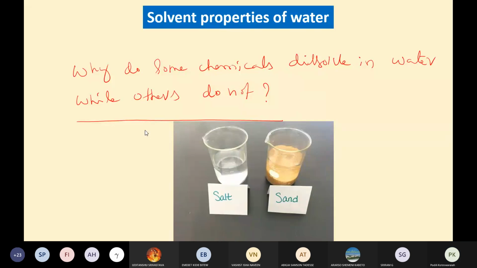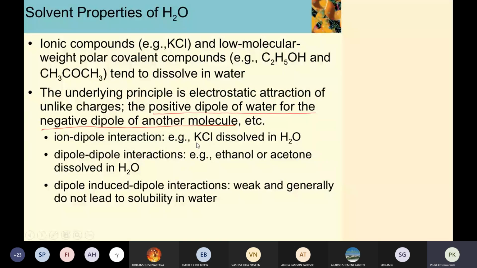And now coming to the solvent properties of water, we know that some compounds or substances dissolve in water, and some substances don't dissolve in water. So why do some compounds dissolve in water while others do not? The reason is that, as I already said, most of the ionic compounds, like KCl, and low molecular weight polar covalent compounds like ethanol or acetone, dissolve in water, because all these molecules have a dipole, and either the positive end or the negative end of these dipoles interacts with the positive or the negative end of the dipole of the water molecule. As a result, these compounds dissolve in water.